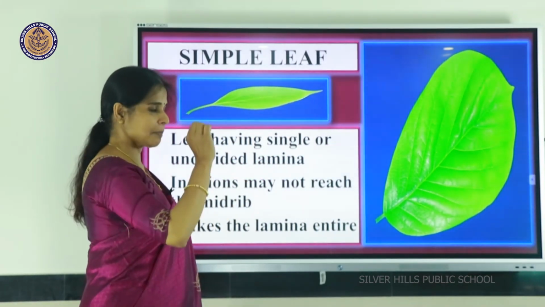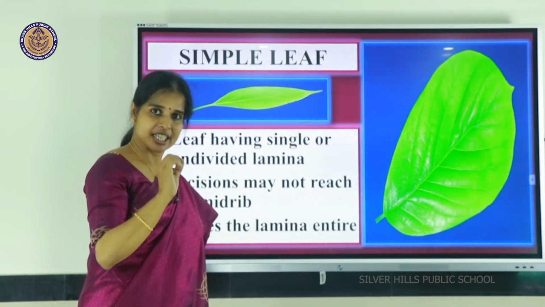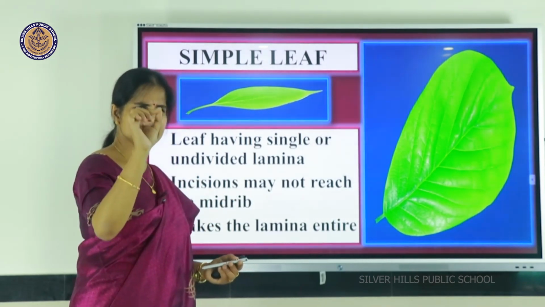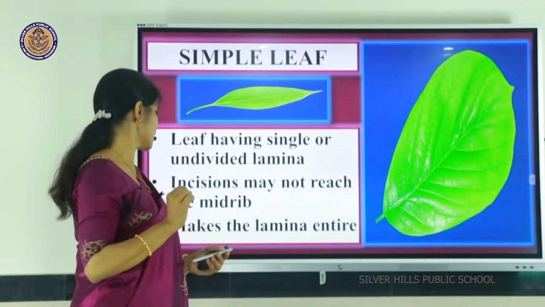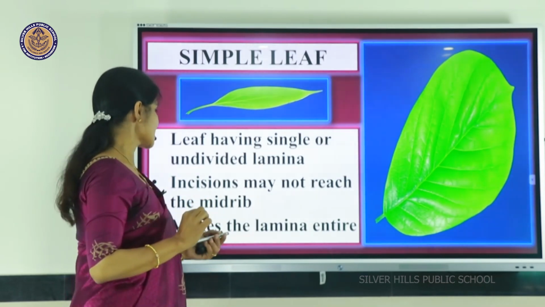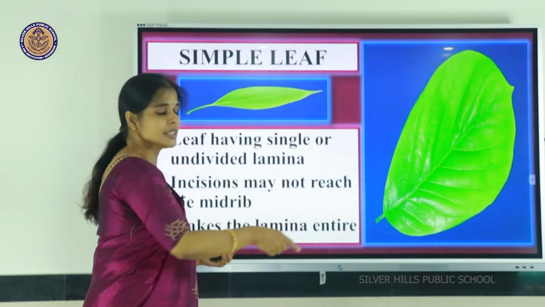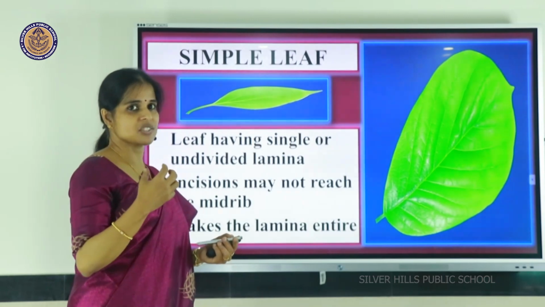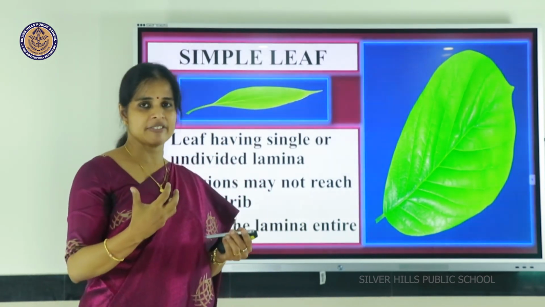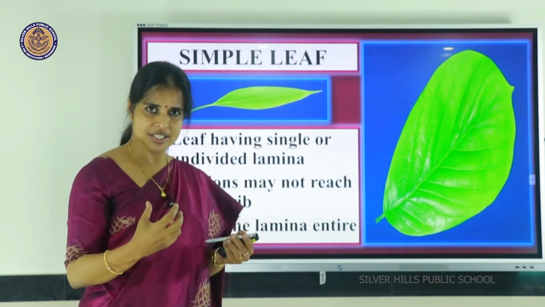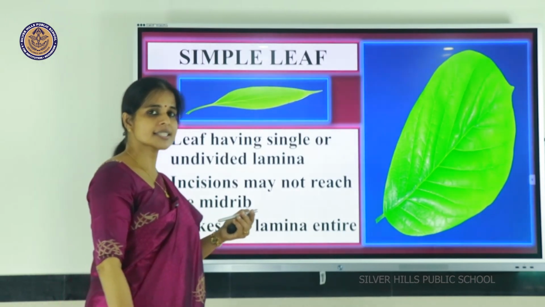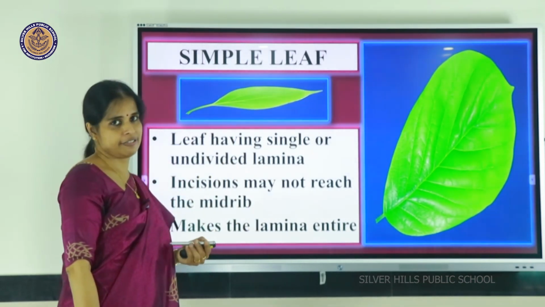Undivided lamina means it may not have incisions, and if incisions are present, they may not reach the midrib, or very minor incisions could be seen, which form serrate margin-like structures. So, this makes the lamina an entire leaf. Such leaves, which have an entire lamina, or incisions that do not reach the midrib, are called simple leaves.